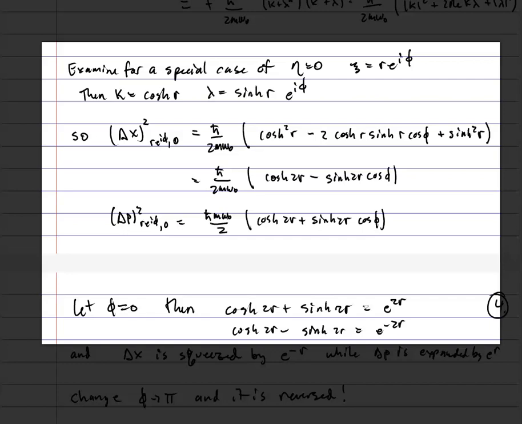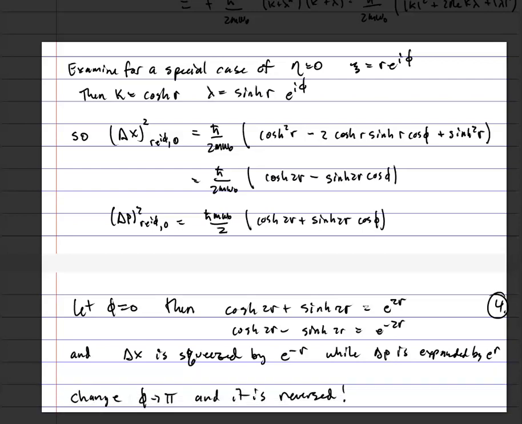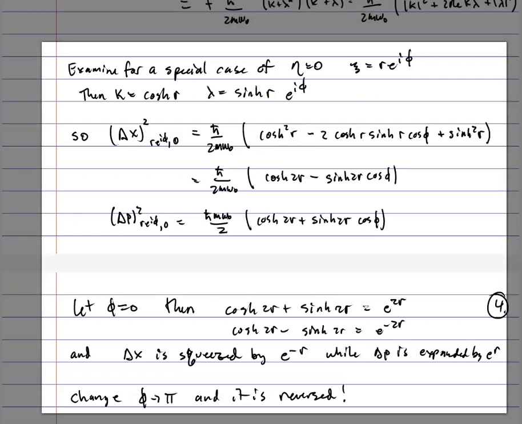That's just e to the minus 2r for the delta p. I'm sorry, I have that wrong. That's going to be what I get for the delta x, and the cosh 2r plus sinh 2r is what I'll get for the delta p. That means the delta x is squeezed by e to the minus r, and the delta p is expanded by e to the r. And we get the vice versa of that. We get the exchange of that when we let phi equal pi, because the plus signs become minus signs in that case, and it is reversed.